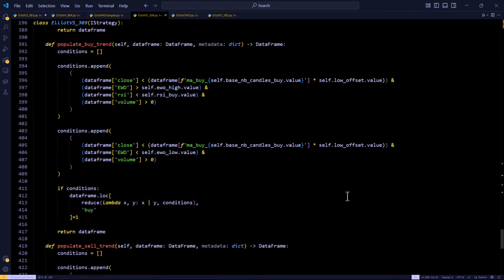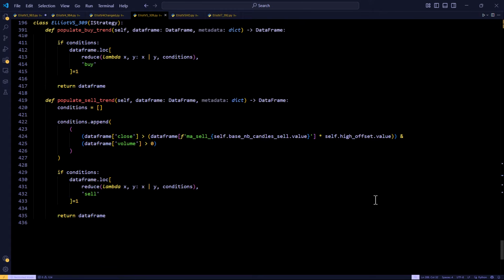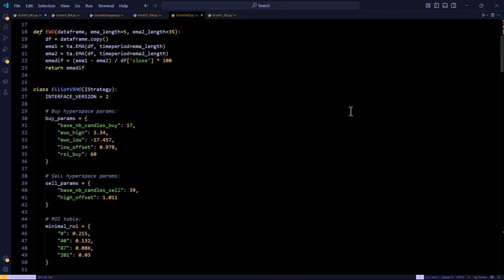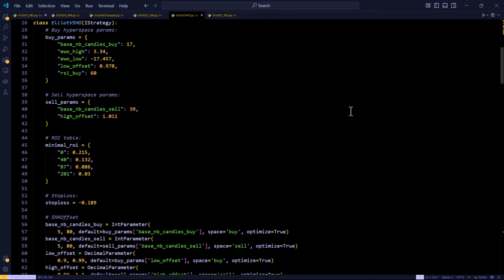And furthermore, this version also has different order types for buy and sell, better fill price management, and a somewhat more sophisticated trailing stop loss system. The Elliot V5HO looks to be an optimized version of the earlier discussed V5309.